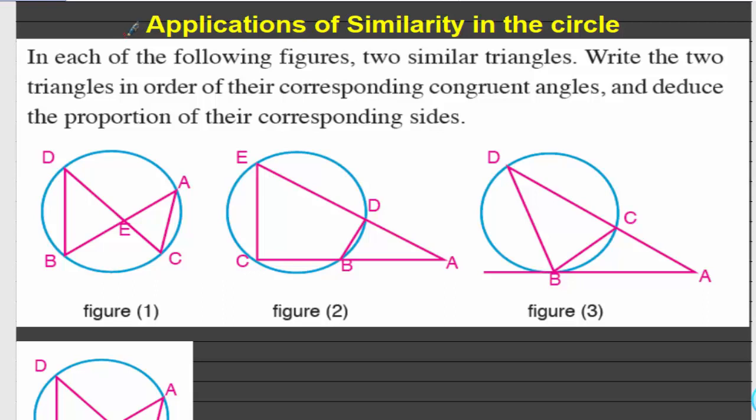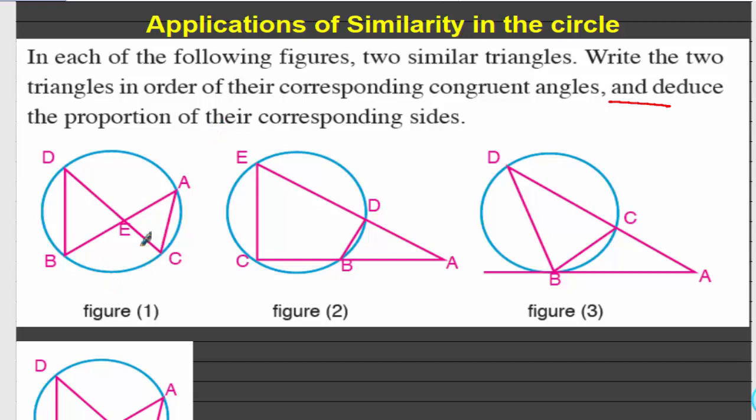Hello, my students. In this video, we will study the applications of similarity in the circle. In each of the following figures, there are two similar triangles. Write the two triangles in order of their corresponding congruent angles and deduce the proportion of their corresponding sides.